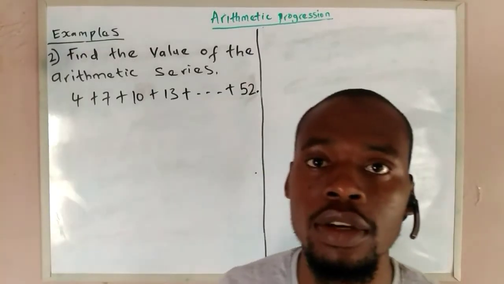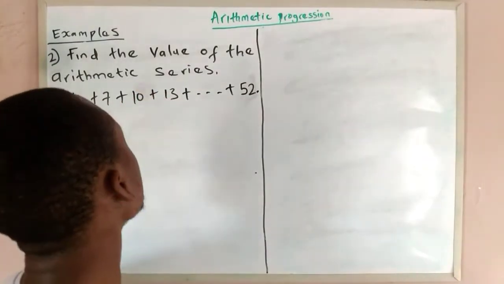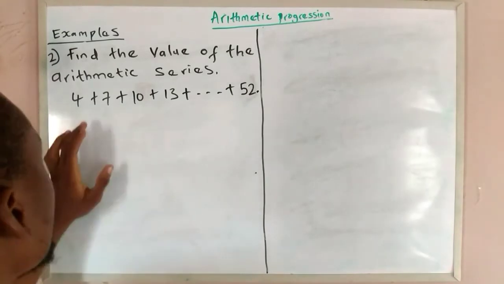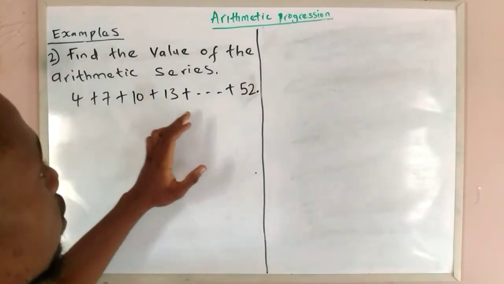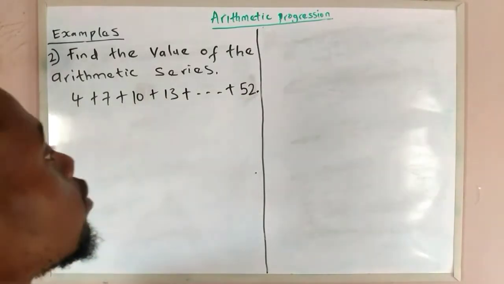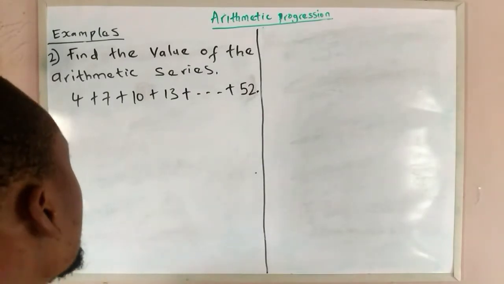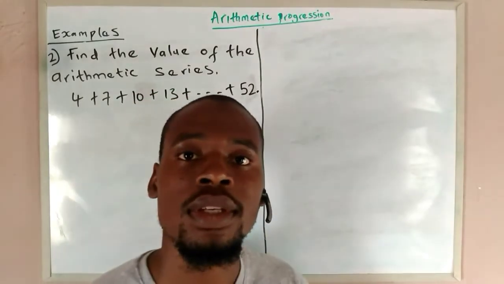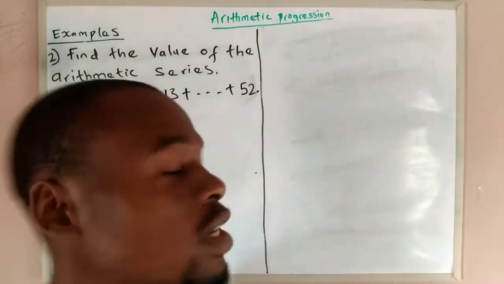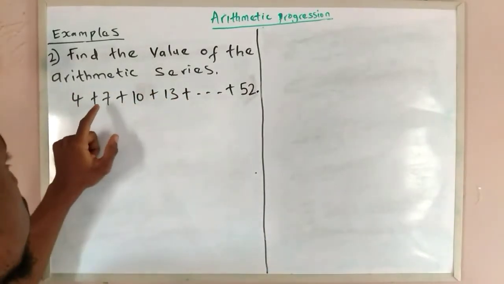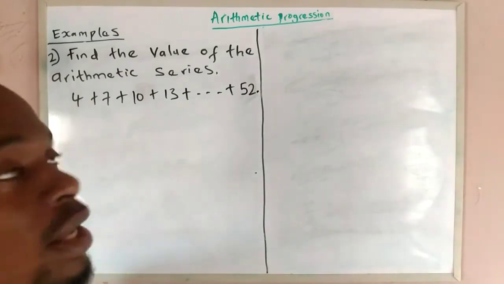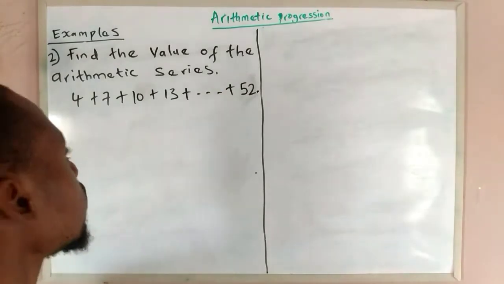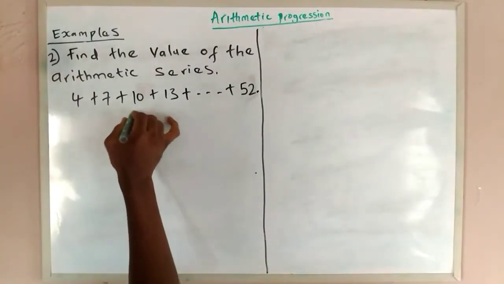So here's the second question. The question says, find the value of the arithmetic series 4 plus 7 plus 10 plus 13 plus dash dash dash plus 52. Here, this is a series. The main difference between a series and a sequence is that in a sequence you have a comma instead of plus, and in a series you have addition there. So now here's the solution.